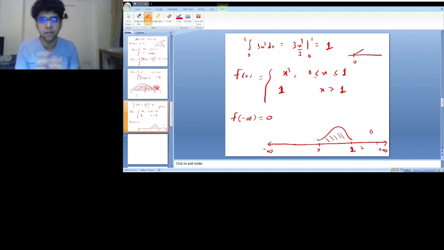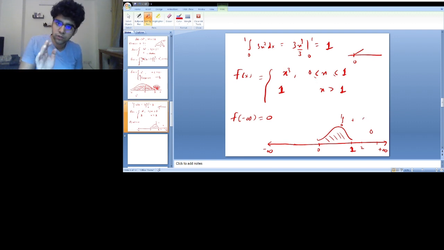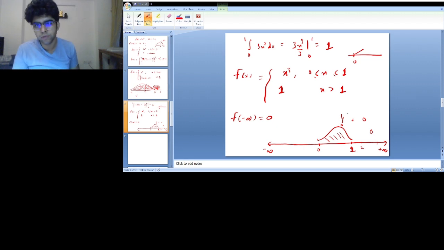For any x greater than 1, I'll have the area from 0 to 1, and then from 1 to x, but there is no PDF over 1 to x, so this will be 0. So from 0 to 1, this will always be equal to 1. So my CDF for any x going towards infinity will always be equal to 1.